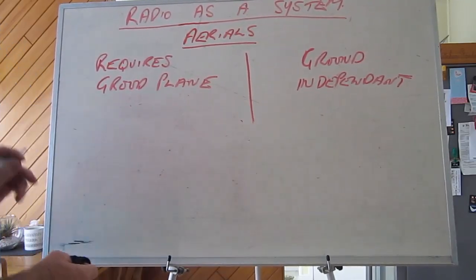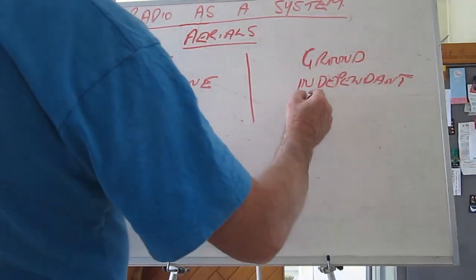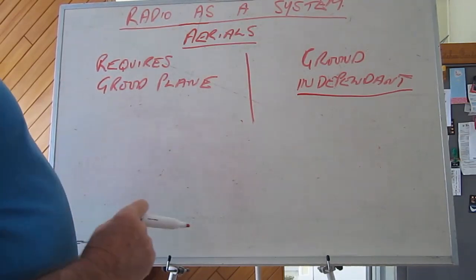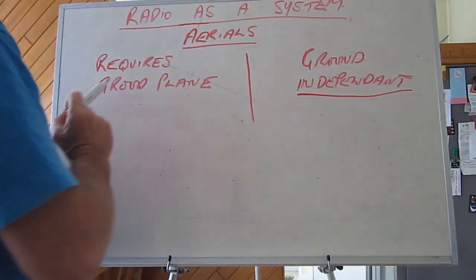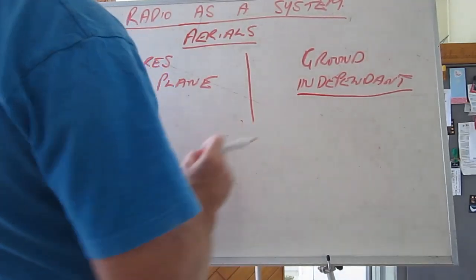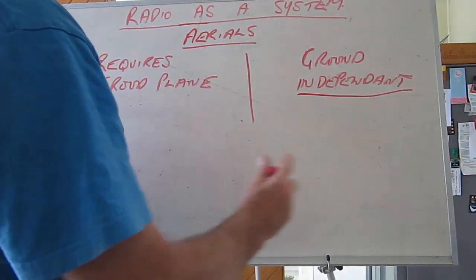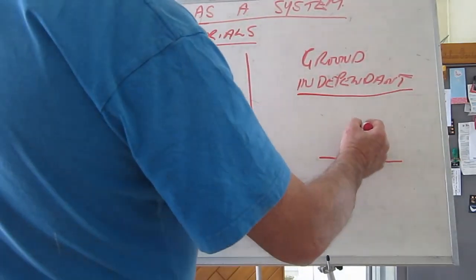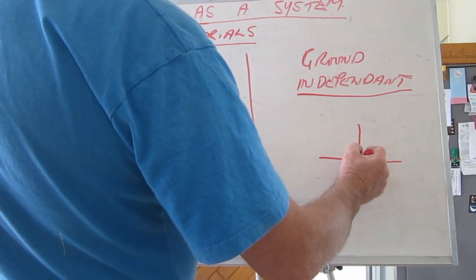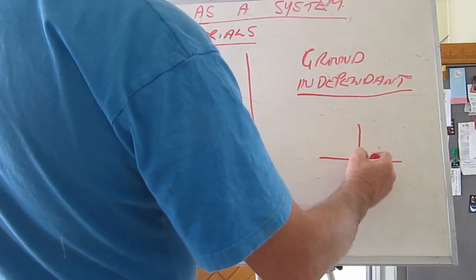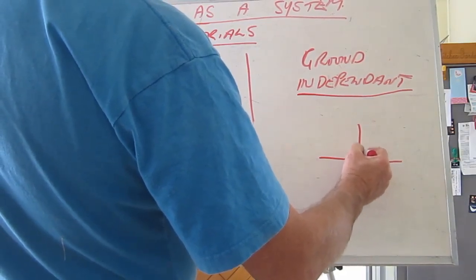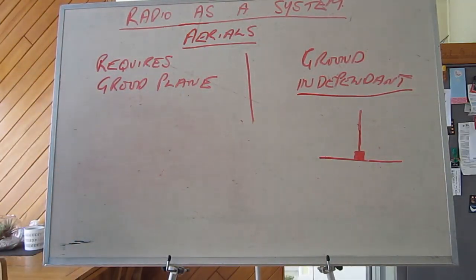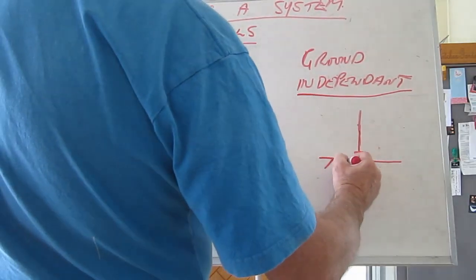Now, ground independent antennas, these ones over here, have an advantage. They're normally slightly more expensive than these ones, but these ones have an advantage. If you have a ground plane, you can mount it above it. I'll just draw my ground independent antennas like this. That's appropriate. It will work just fine.